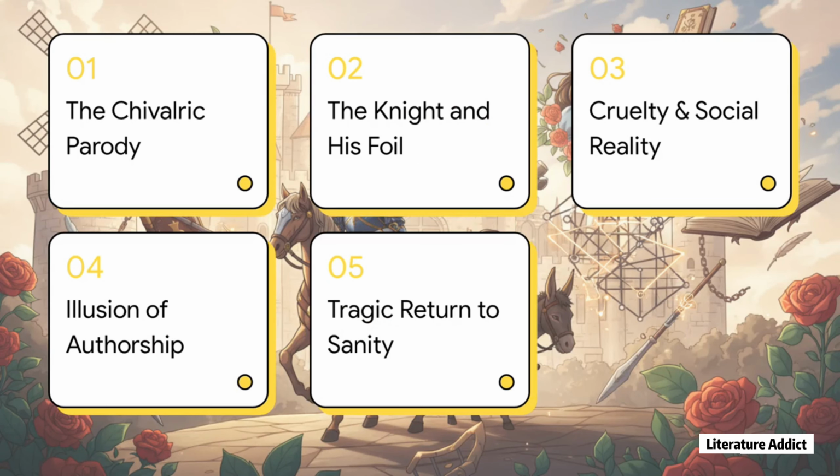To unpack exactly how he pulls this off, we've organized this explainer into 5 key areas. First, the chivalric parody. Second, the knight and his foil. Third, cruelty and social reality. Fourth, the illusion of authorship. And finally, number 5, the tragic return to sanity.